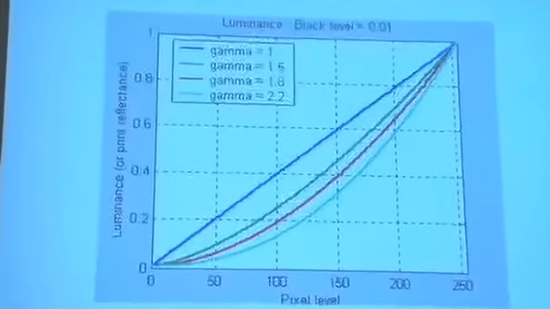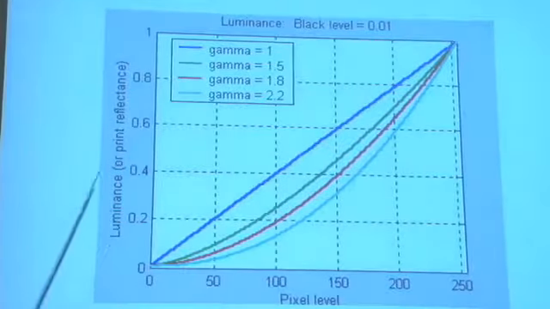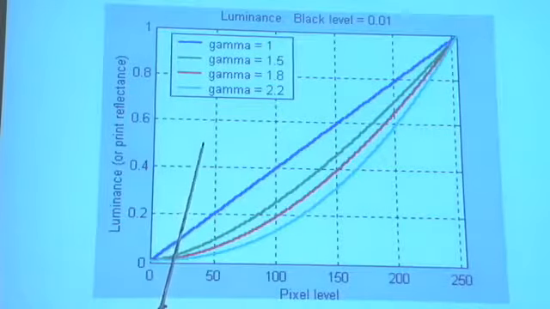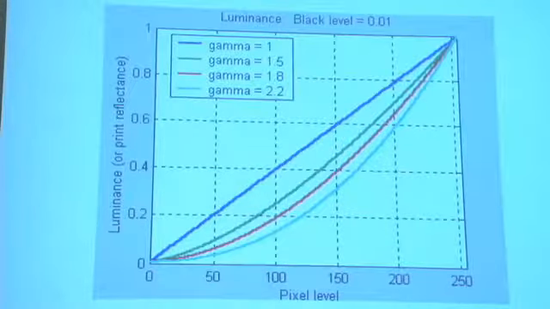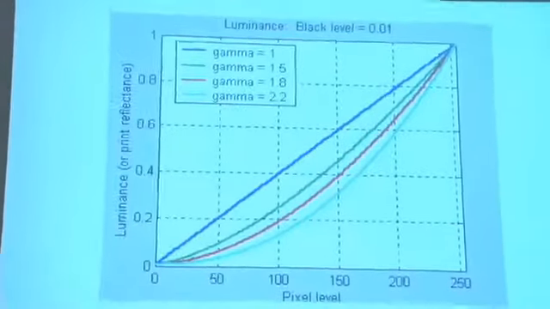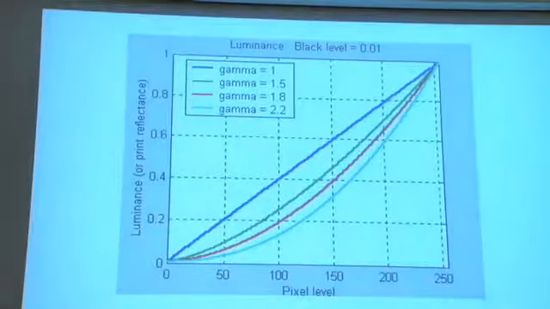Now you'll hear a variety of numbers. The most popular ones are these four up here, with the last two, 1.8 and 2.2, the most popular. If you are doing something really very professional, like you are going to send your files to a prepress, you're going to be working with Adobe RGB, you're going to be doing very professional level prints, then you might consider using Gamma 1.8. This was the default Gamma for Macintosh computers all the way up through and including OS 10.5.